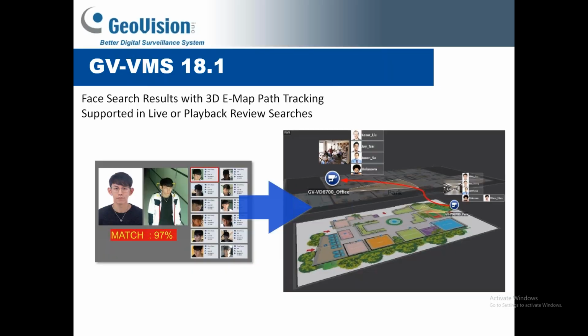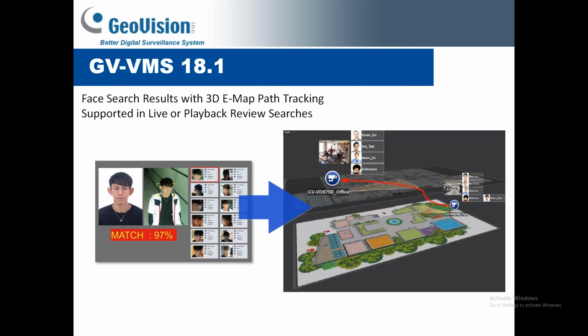3D EMAP tracking. The VMS software has always had our 3D EMAP feature. This has been a very popular feature. And if you're not already familiar with it, what it allows you to do is upload a floor plan of the customer's facility, display it as a channel within the software, and there'd be icons on the map of where the cameras are physically located in the building.